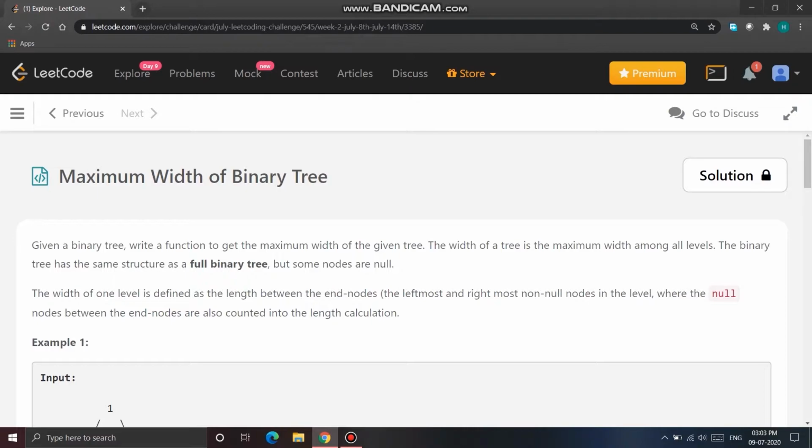The width of one level is defined as the length between the end nodes, that is, the length between the leftmost and the rightmost non-null nodes. One more thing to keep in mind is we should count the null nodes between the end nodes.